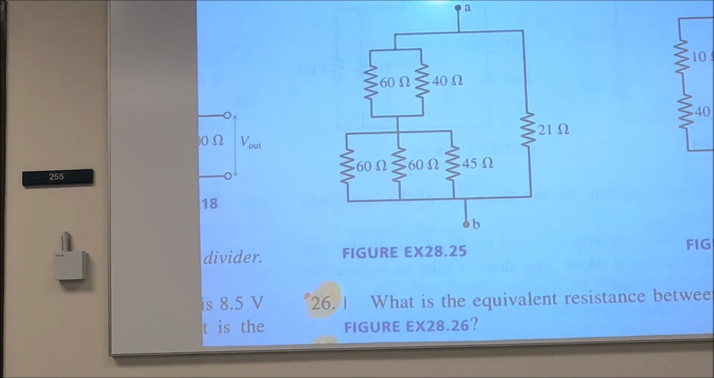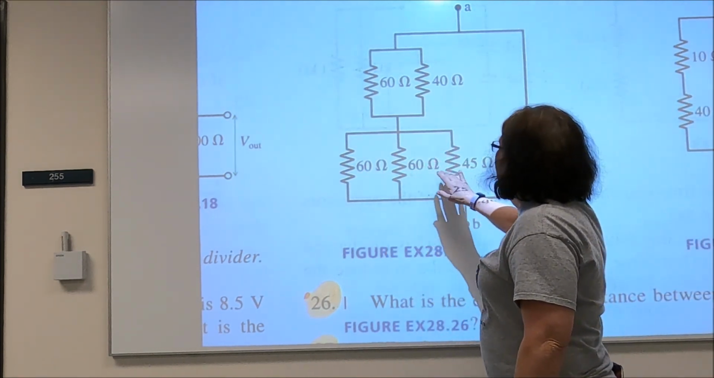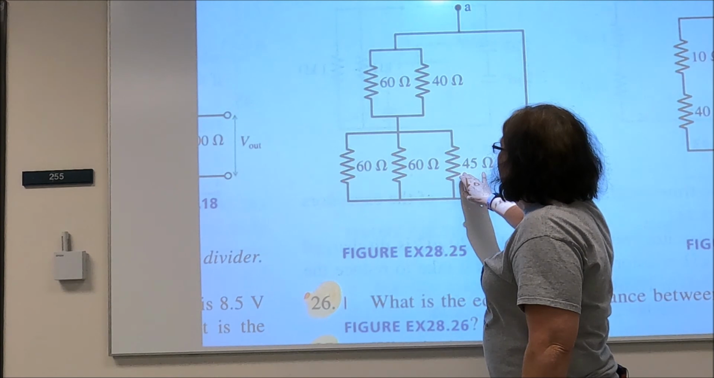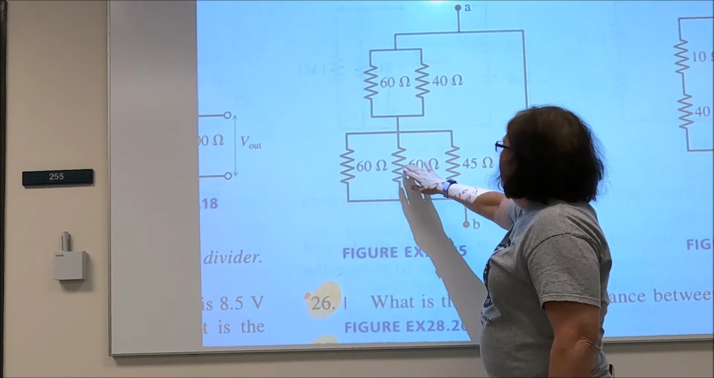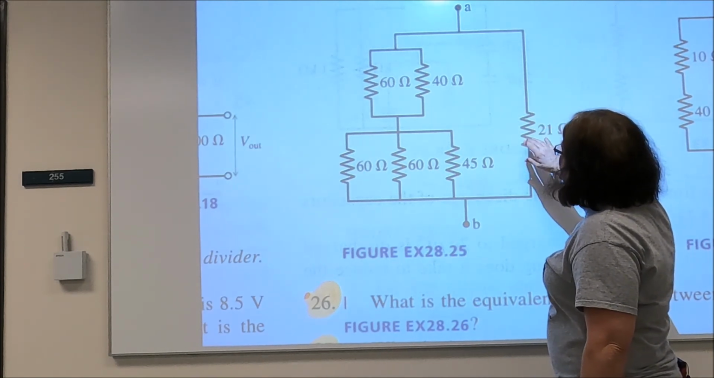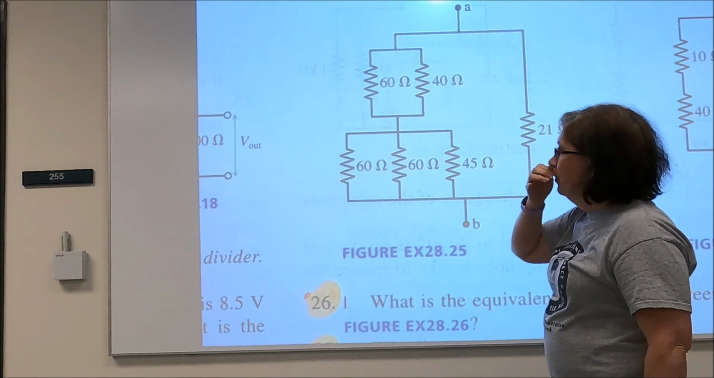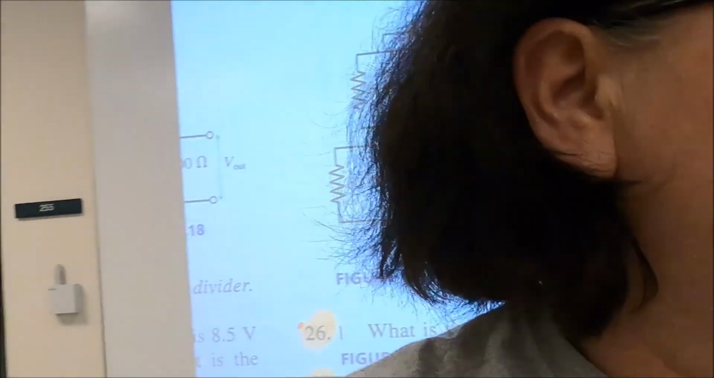Okay, now here's our circuit. We've got a 60 and a 40 ohm resistor that are in parallel. And then I've got a 60, 60, and 45 that are in parallel. Those two are in series with each other, and then they're in parallel with this 21 ohm resistor. So we're going to start breaking this down little by little.